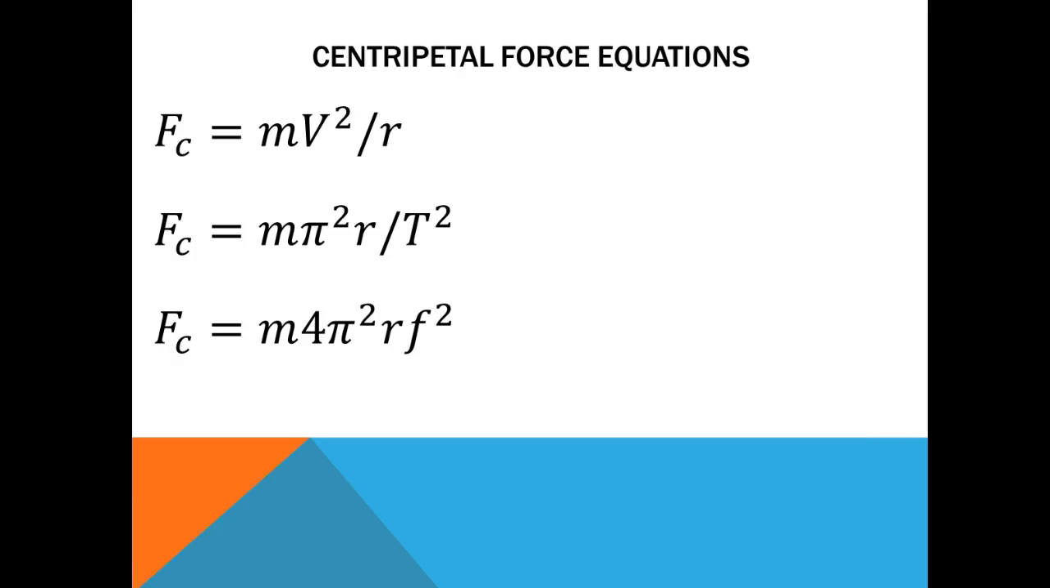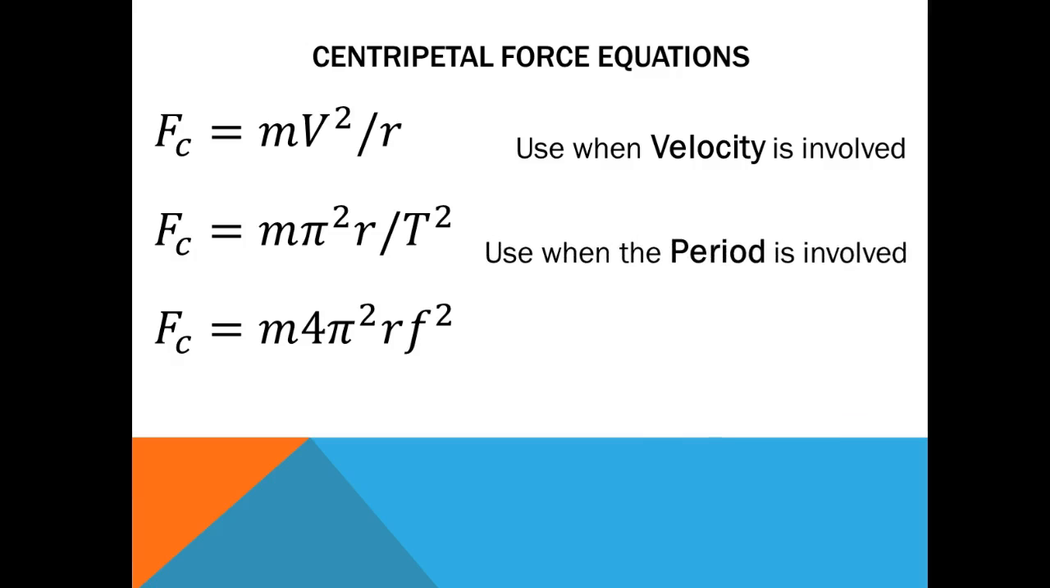So there's three variations of this force formula. When velocity is involved, we're going to use mass times velocity squared divided by radius. When the period, the time it takes to make one revolution, is involved, we're going to use mass times pi, which we can just round to 3.14, or use the pi key on your calculator. So mass times pi squared times radius divided by period squared. So remember, that's T, the time it takes to go around one revolution.